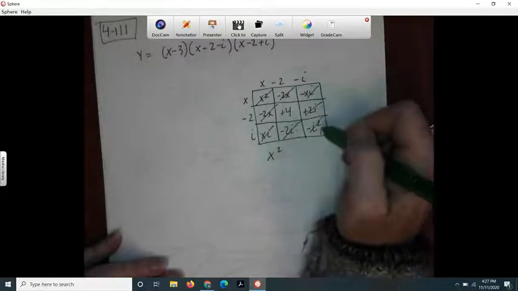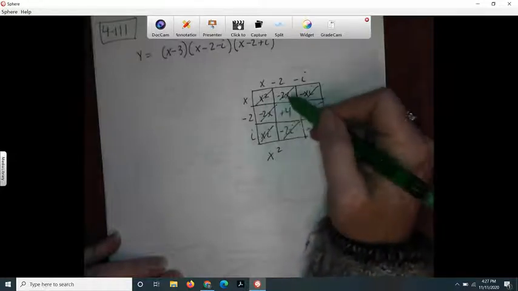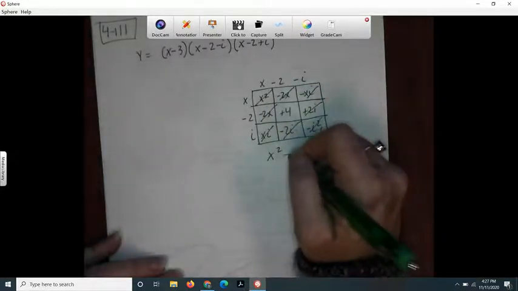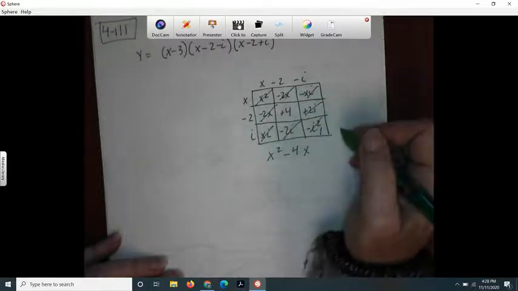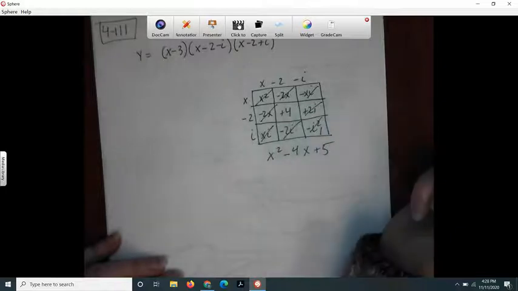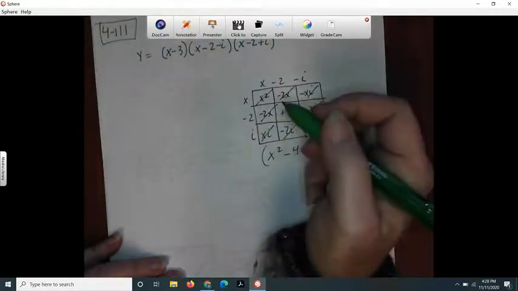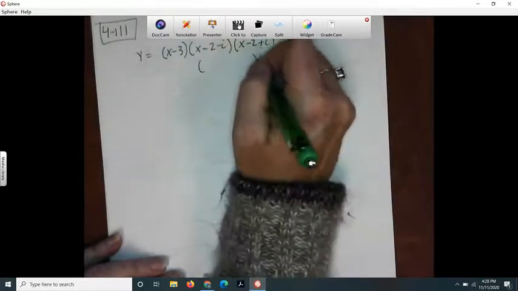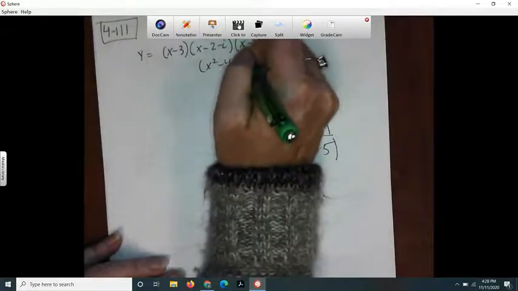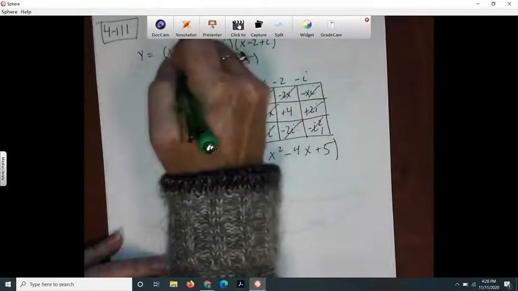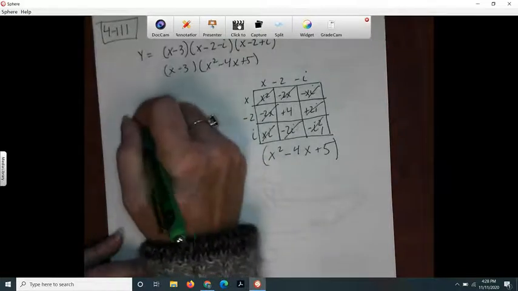So 4. Oh, sorry, these didn't cancel out. These combine. And then this is a 1 and a 4, and so that makes 5. So this is the quadratic, or I could write it right here. These two multiply together and they make this quadratic. And then I have to multiply that by this other term, so then I'll just do it this way.